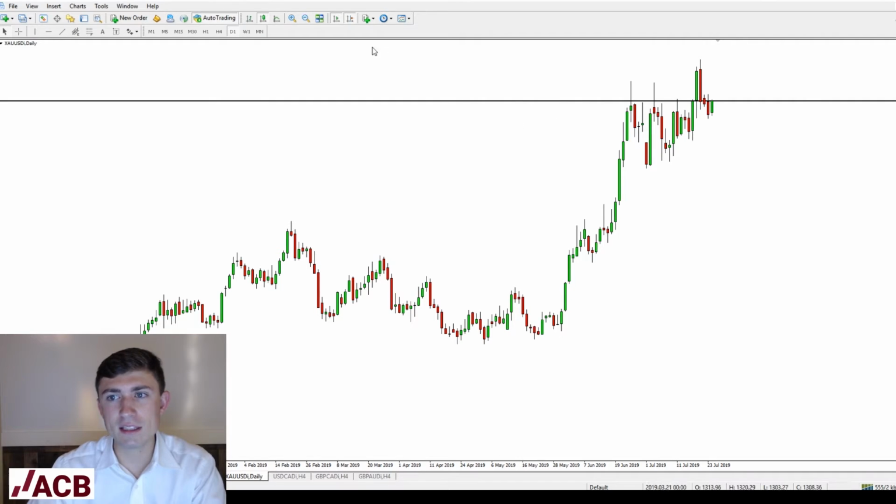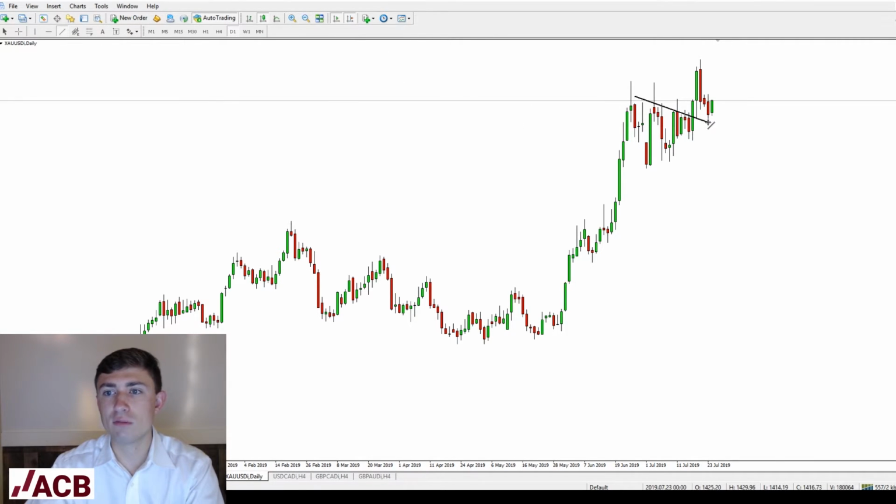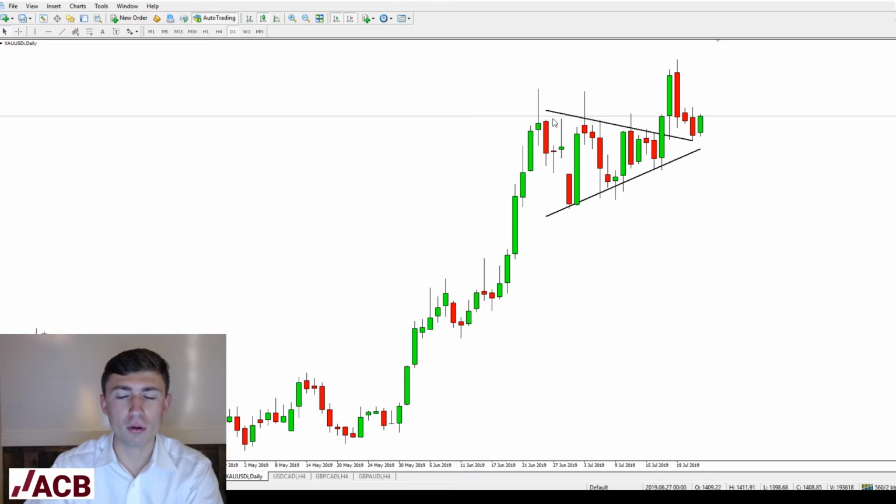Now, if I back it up to the daily chart, we did talk recently about how we had this wedge formation forming on gold. You can see we did get that flag pattern, right? We got the big flag pull here. We got our flag concept here, and now we are currently breaking above.